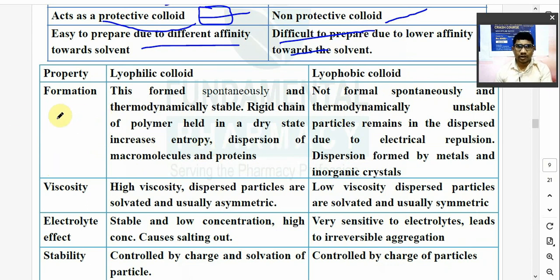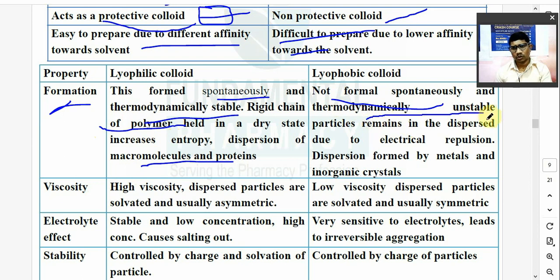Formation of lyophilic colloid: it is formed spontaneously and these lyophilic colloids are thermodynamically stable. A rigid chain of polymer held in a dry state, increasing the entropy, dispersion of macromolecules and protein. These are examples of lyophilic colloid. What is lyophobic colloid? They are not formed spontaneously and they are thermodynamically unstable. The question comes: which colloid is thermodynamically unstable? Lyophobic colloid is thermodynamically unstable.